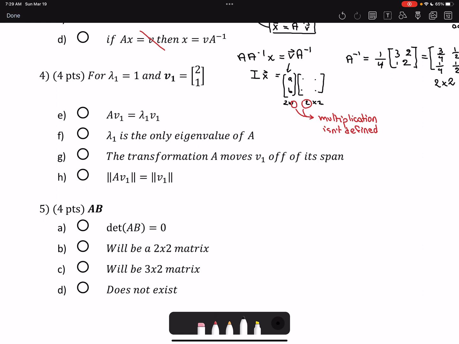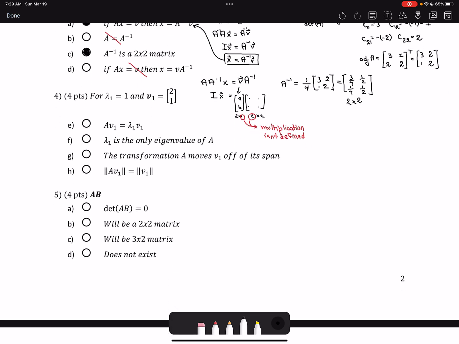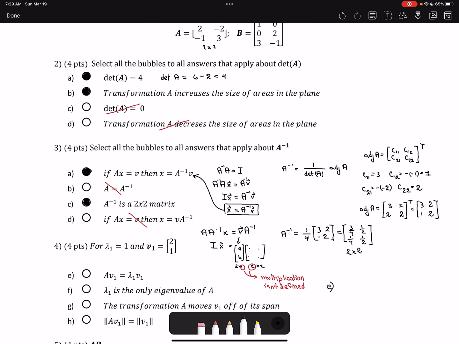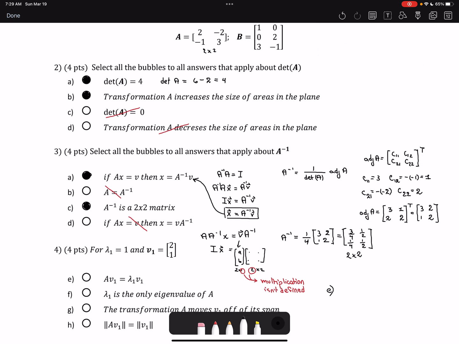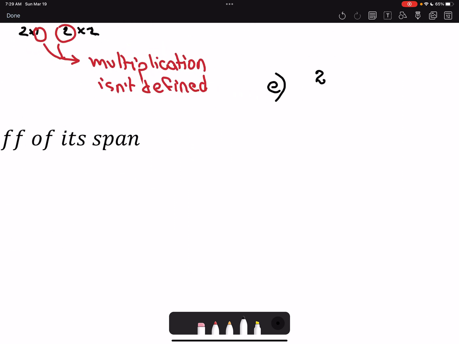Let's see, if we have A times V1, and I multiply lambda times V1, that should be equal. Well, let's see, our A is, so we'll do E over here. Our A is this matrix, 2, -2, -1, and 3.